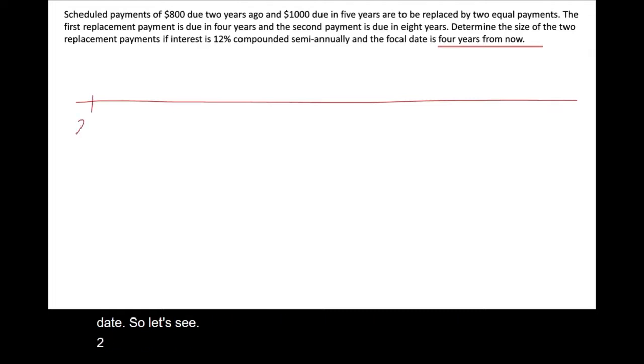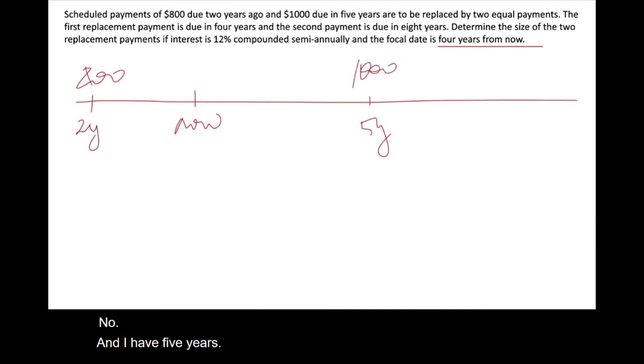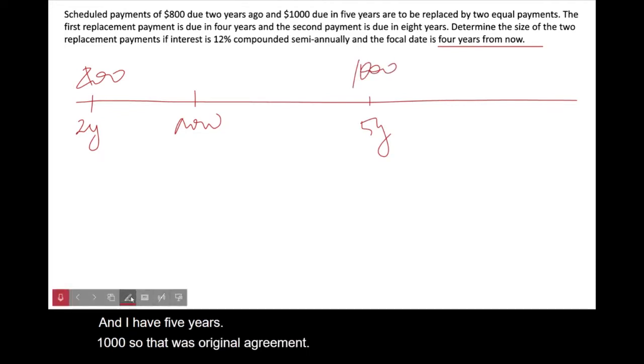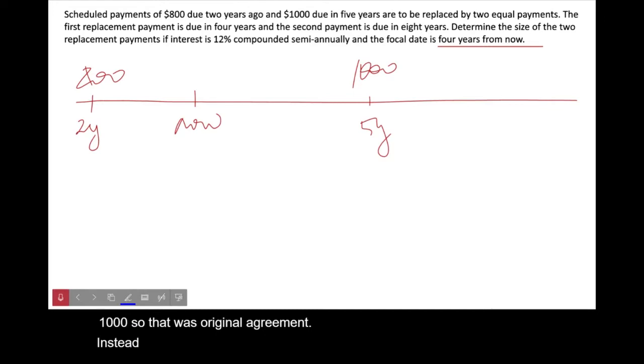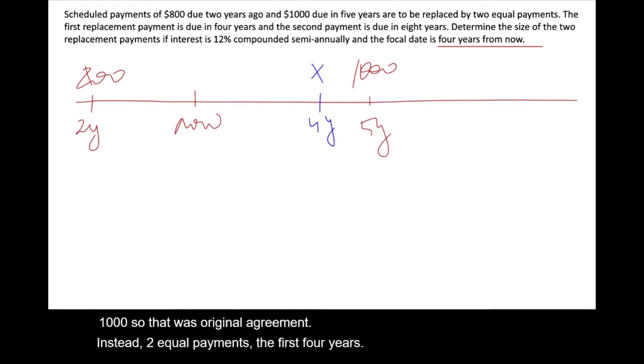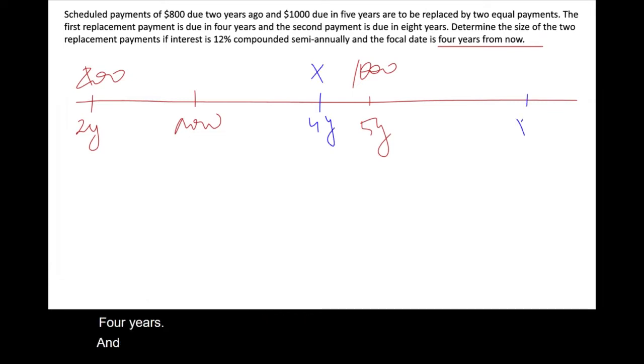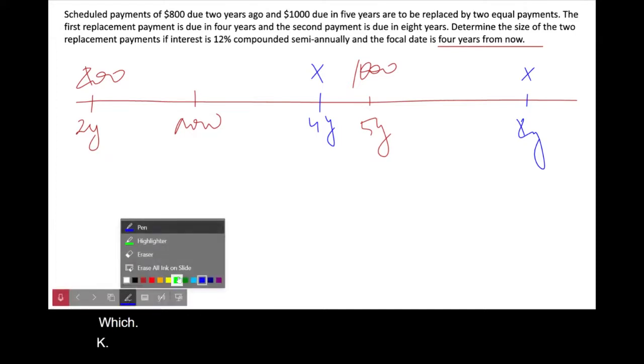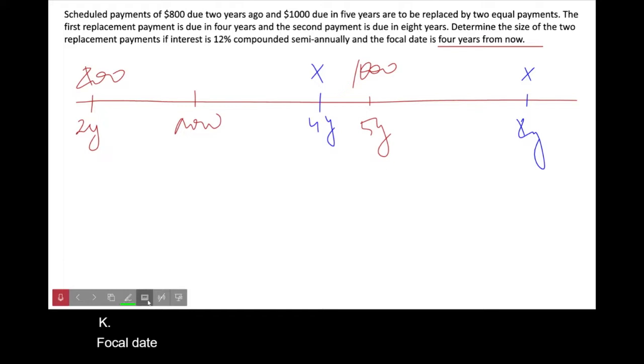2 years ago, 800. Now, and I have 5 years, 1,000. So that was the original agreement. Instead, 2 equal payments. The first at 4 years, and the second at 8 years. Right? Okay. The focal date they want here.